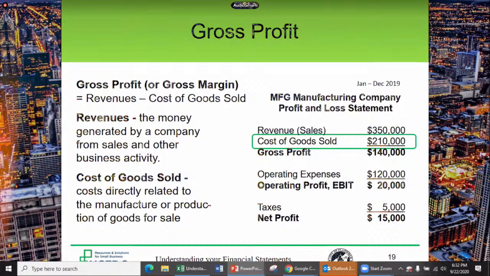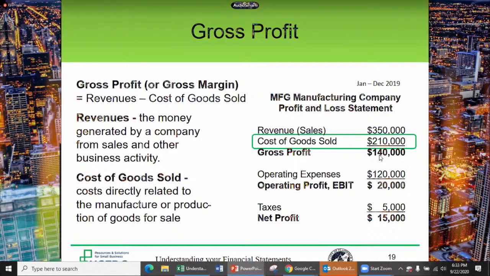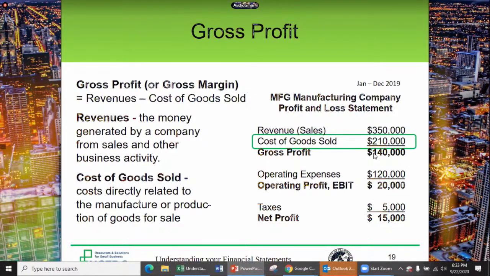All right, so let's take a look at this first cut of the P&L statement, what's called gross profit. Again, this is a manufacturing company. So the first cut is gross profit, or sometimes called gross margin, but it's sales. In this case, the company's sales for the full year, January through December 2019, is $350,000, and their cost of goods sold is $210,000, and that leaves them with a gross profit. That's your first cut on the profit. Gross profit is $140,000. 350 minus 210 is $140,000.